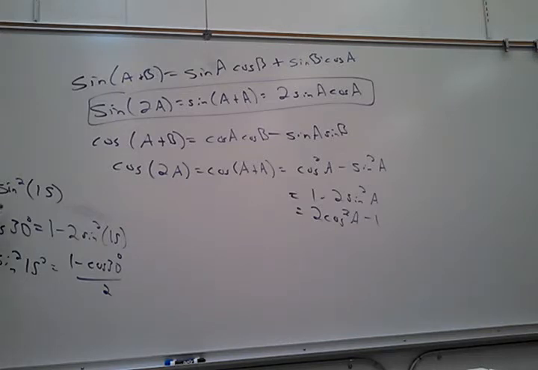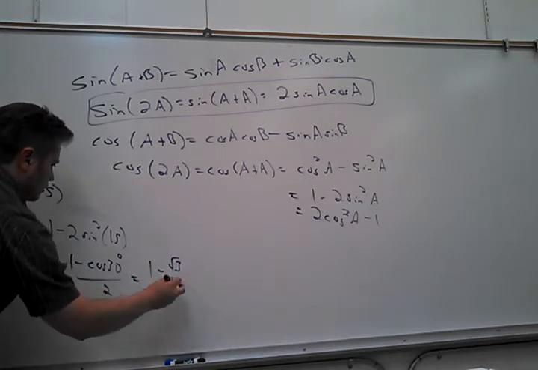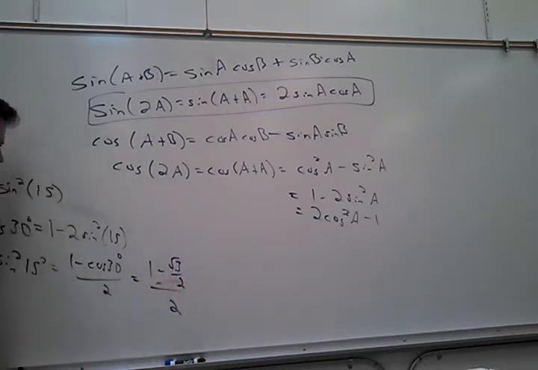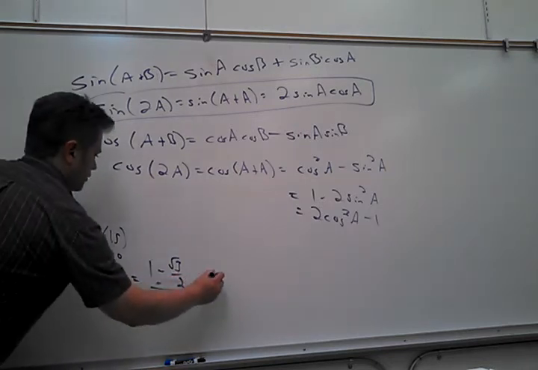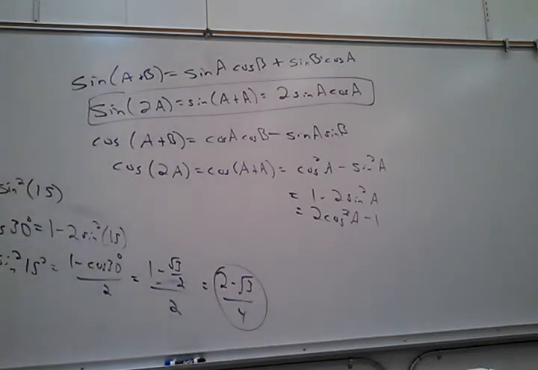And I've done exactly this question on a test before. What's cosine of 30? Yeah. 1 minus root 3 over 2. And again, I just do the trick, multiply top and bottom by 2. So I end up with 2 minus root 3 over 4, and I can basically stop there. You guys see that?